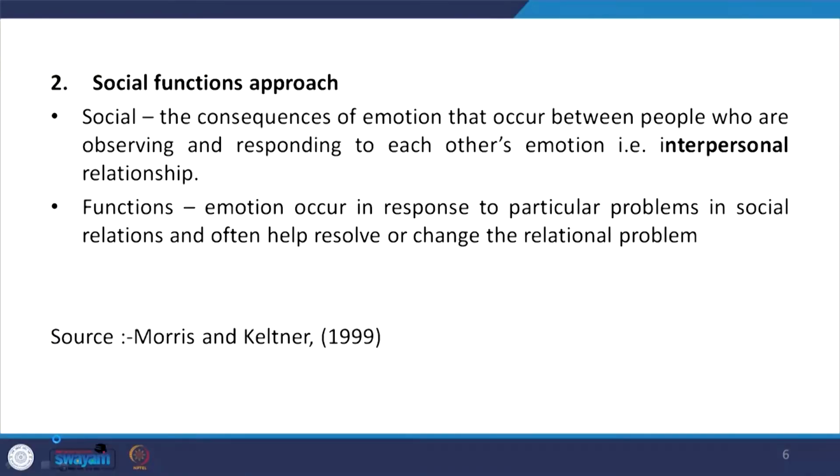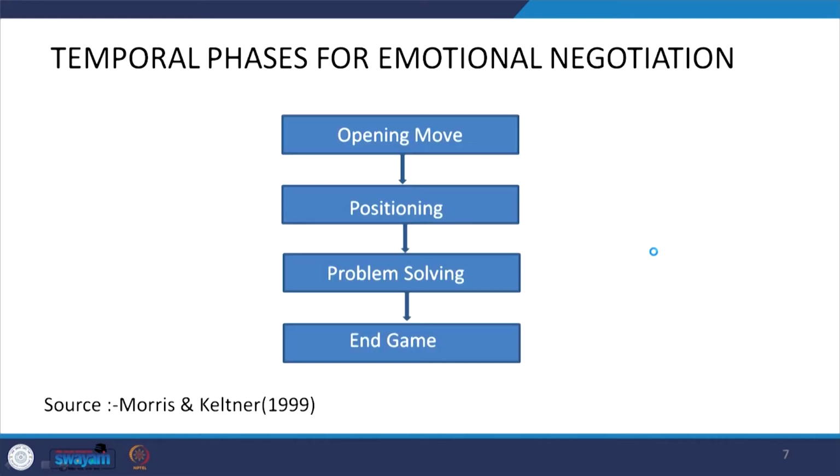But in the social functions approach, it is the interpersonal relationship, and when they maintain the interpersonal relationship, they will have positive relationships. What will be the positive relationships? Emotions occur in response to particular problems in social relations and often help resolve or change the relational problem. So, this social functions approach leads towards the function of how to resolve or change. The temporal phases of emotional negotiation are the opening move, positioning, problem solving, and end game.